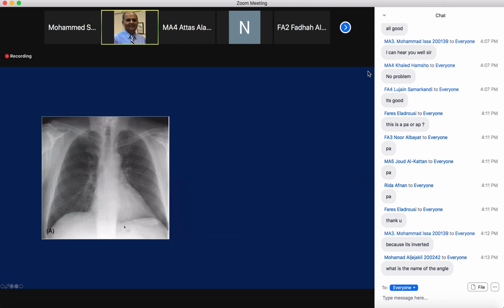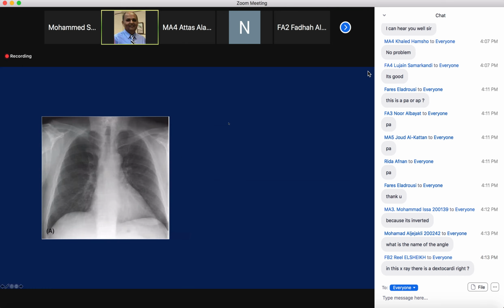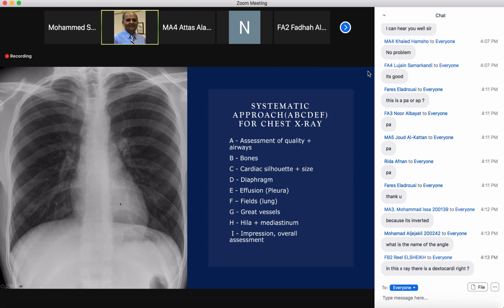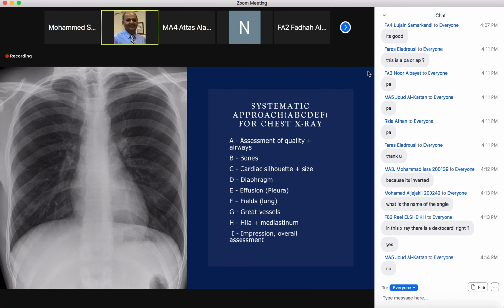Now, I'm bringing up Isa's question for you. In this X-ray, there is a dextrocardia, right? Which X-ray? The one before? This one? No, this is a normal X-ray chest.